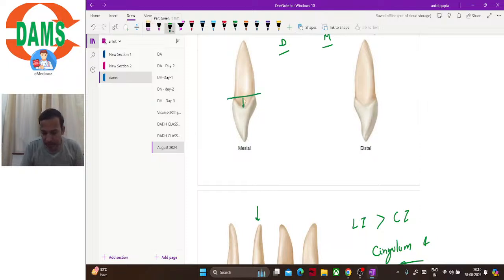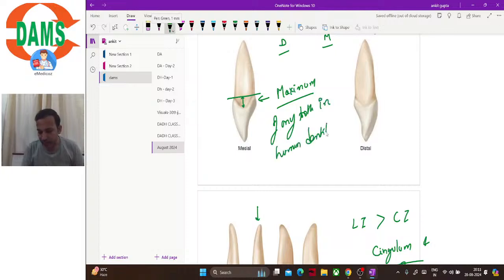This cervical curvature of the crown. So this cervical curvature is maximum of any tooth in human dentition. So be it anterior, be it posterior, be it primary, be it permanent, this cervical curvature on the mesial side of the maxillary permanent central incisor is maximum and its dimension is approximately 3.5 mm, right? So this is the maximum for any tooth in the human dentition.